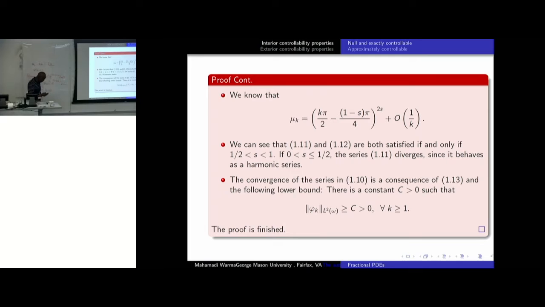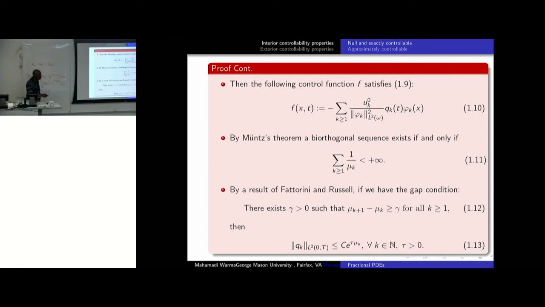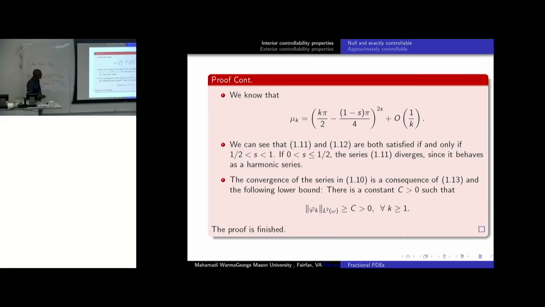The good news is that we know the eigenvalues of the fractional Laplacian in the interval are given by this formula plus a big O of 1 over k. It's not an exact formula, but we have this formula. Then you can see that the condition on the eigenvalues is satisfied if and only if S is between 1/2 and 1. Because if S is between 0 and 1/2, then 2S is between 0 and 1, and the series behaves like a harmonic series. Then that one will diverge.